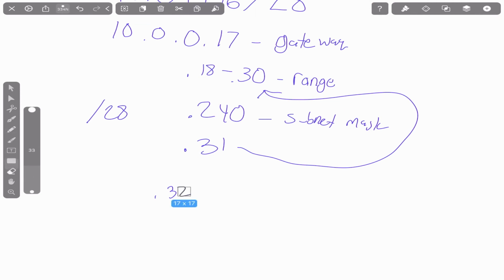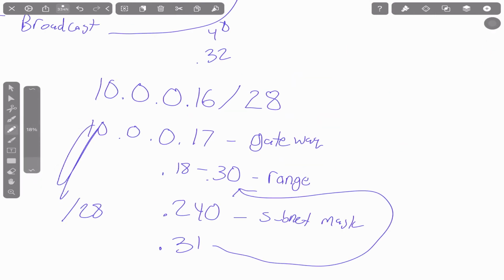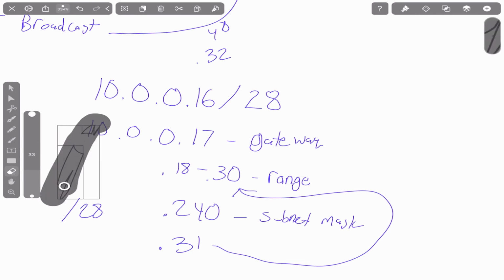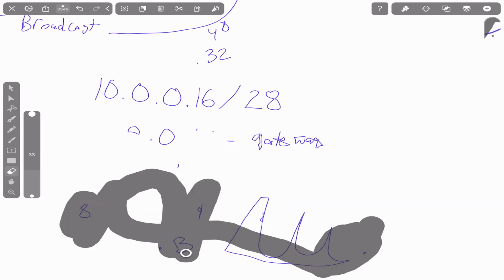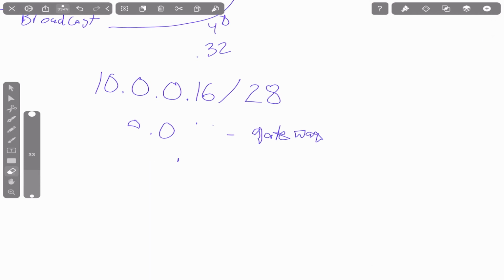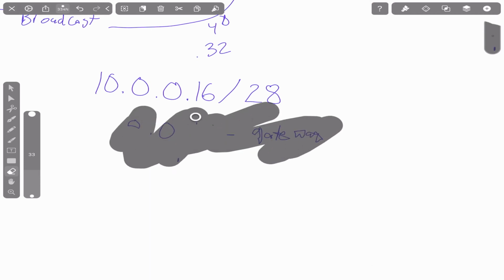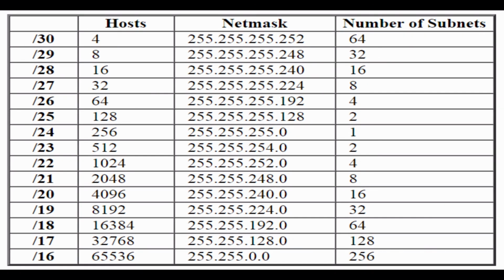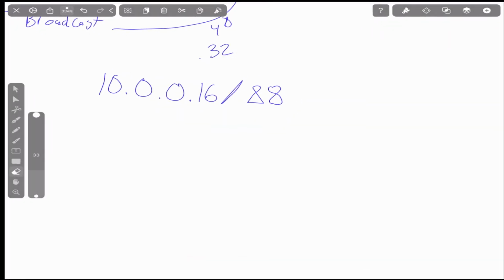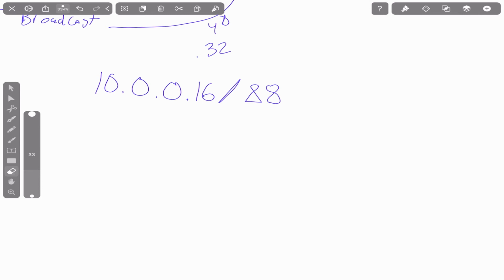All right. Now, let's actually change this. Let's say I have that 10.0.16. Let's say instead what I want to do, let's say I want to save some IP addresses. So a /28, you can have 16 hosts. A /29 has 8 hosts. So let's say I want to drop it down to have 8.